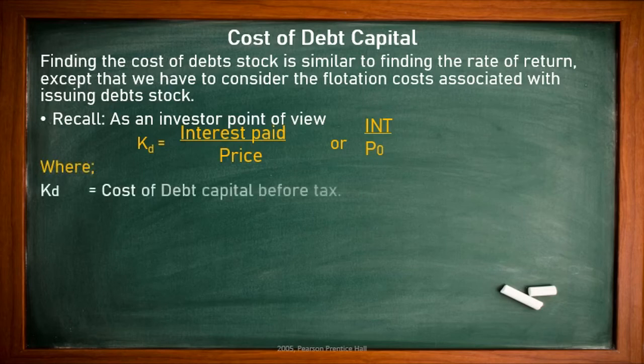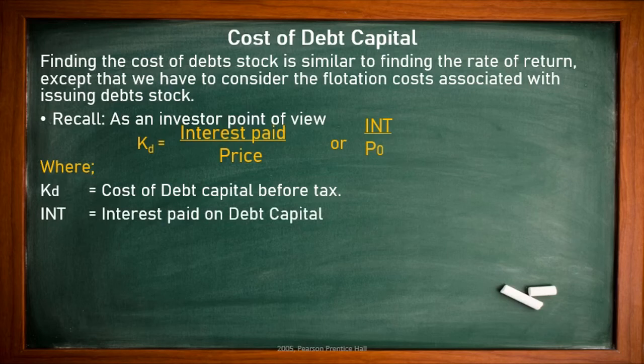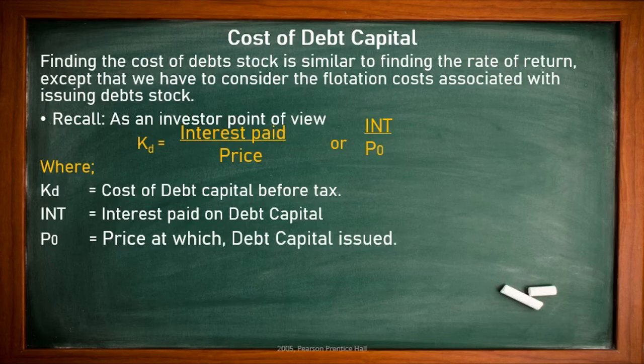Here the explanation is: KD is the cost of debt capital before tax. Keep in your mind, when we are returning the cost to the debt holders, it is paid before tax to the government. It means companies are returning the money to the investors before paying corporate tax. So that's why it is known as the before-tax cost of capital. INT is the interest paid on debt capital. P0 is the price at which debt capital is issued in the market.